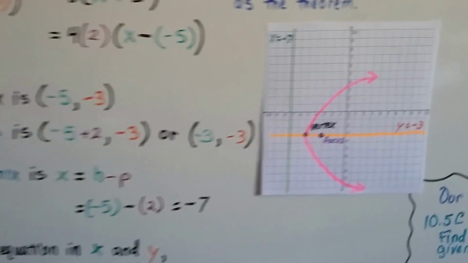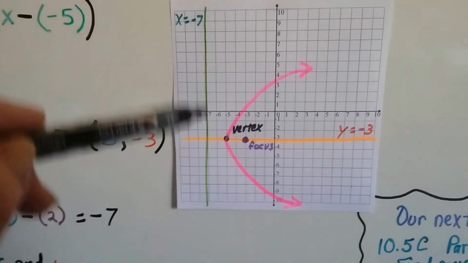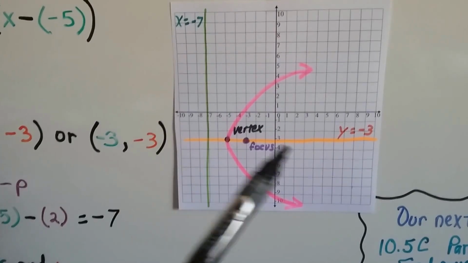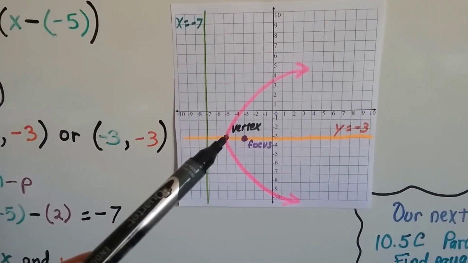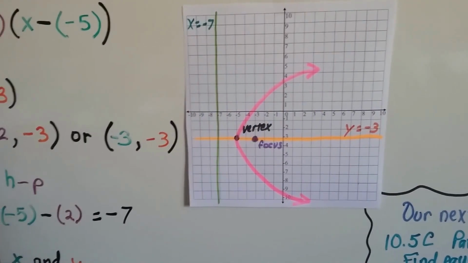We can take a look at our graph here. Here's x is negative 7. Y is negative 3. Here's our vertex at negative 5, negative 3. And here's our focus at negative 3, negative 3.